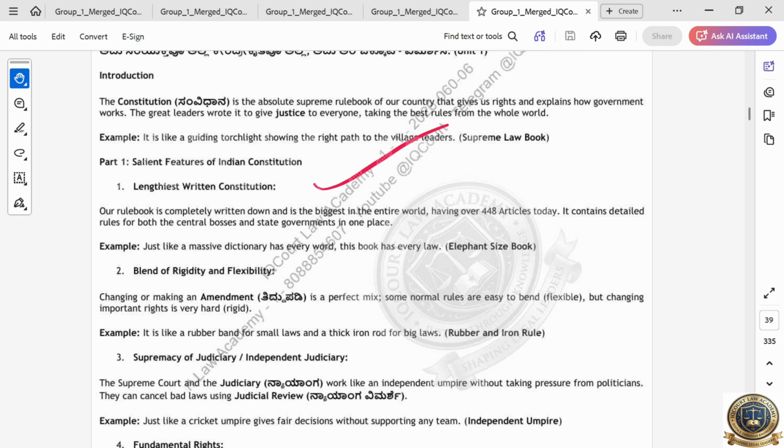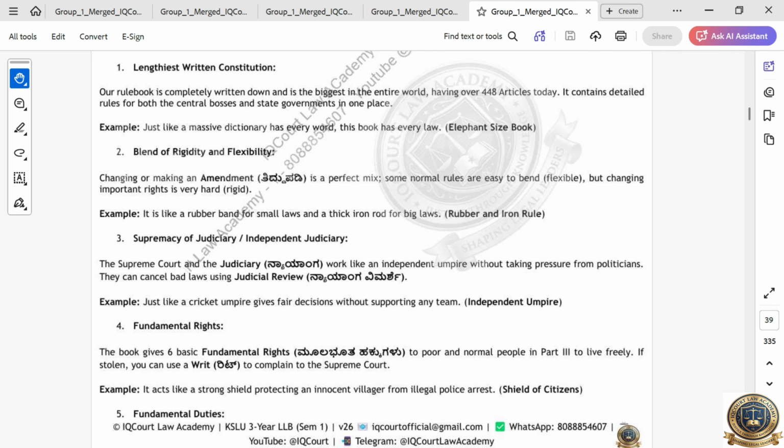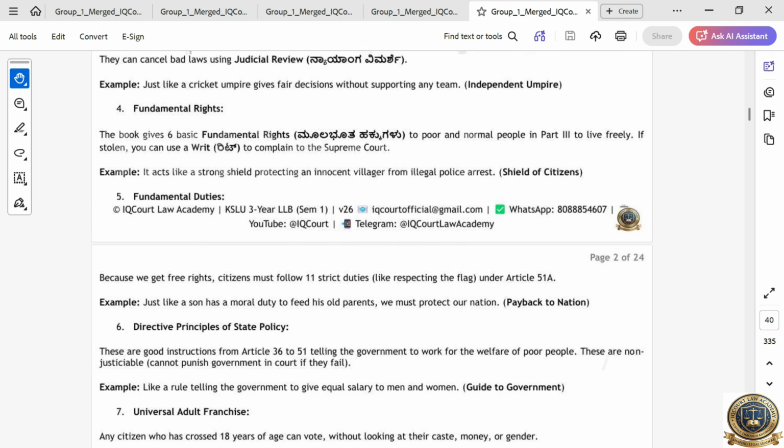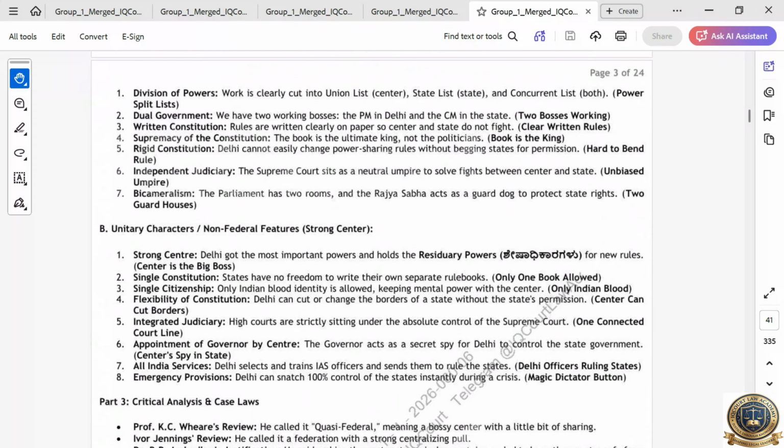See, it is easy. It is the lengthiest written constitution. It is flexible, we can change it. And also, it is very difficult to change some of the parts, like basic structure, fundamental rights. See, all these things you have to write. So this is the first question. This is a universality, that is federalism.